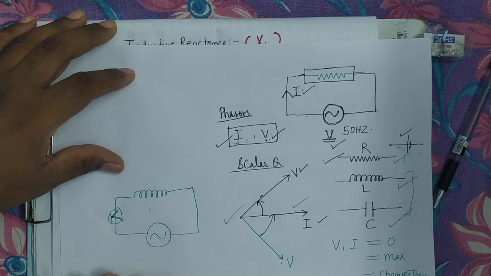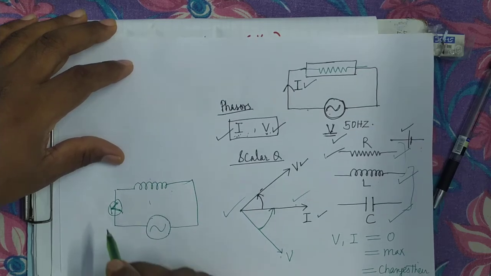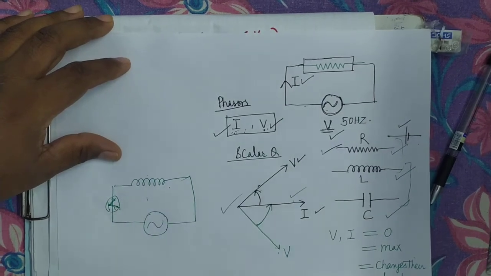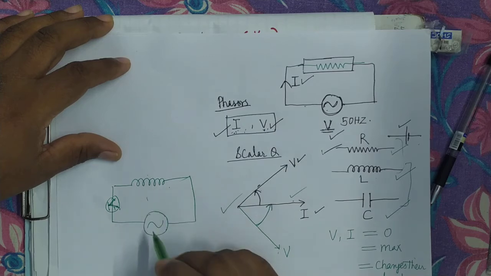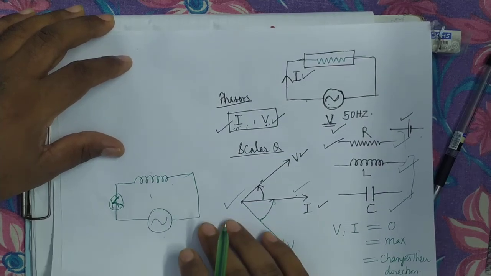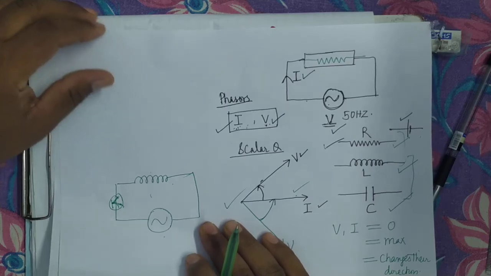But here it will not be. It will take some time, 5 milliseconds, 10 milliseconds. After that time, it will become maximum. Similarly, if you switch off, current will not become zero immediately. It will not become zero instantly. It will take some time in decaying to zero, 5 seconds, 10 seconds.